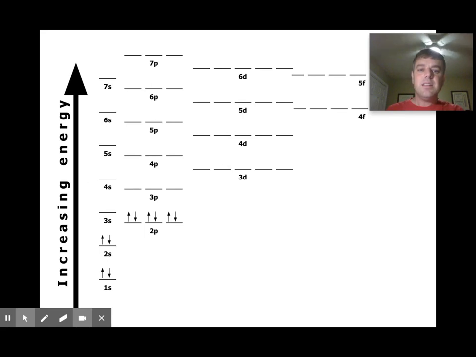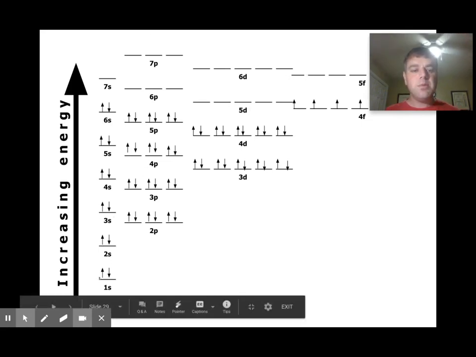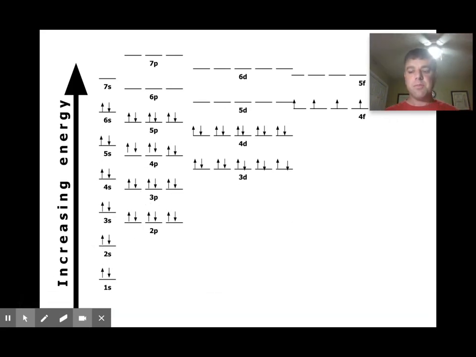And then beyond that, you would go to the 3s sublevel, and then the 3p, and then the 4s, and then the 3d, and then the 4p, and then the 5s, and the 4d, and the 5p, and the 6s, and the 4f, and so forth. And then 5d, and 6p, and 7s, and 5f, and 6d, and 7p. This order, as you build your way up, going in order, is called the Aufbau sequence.